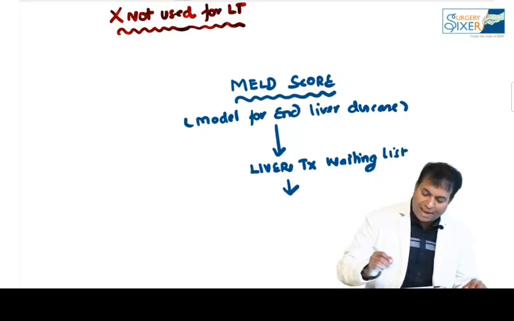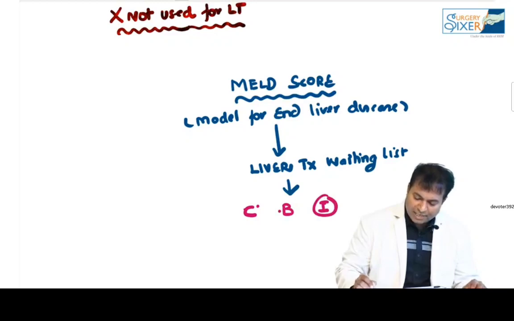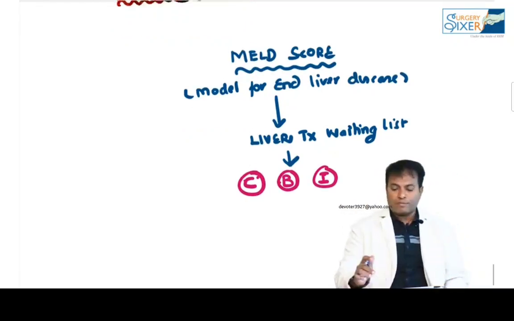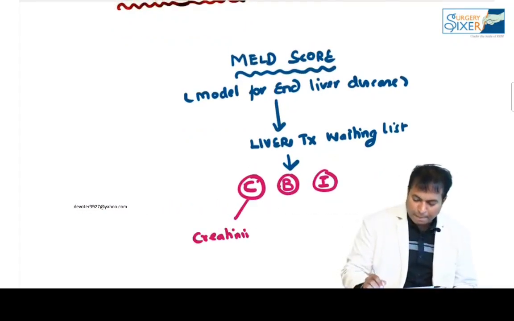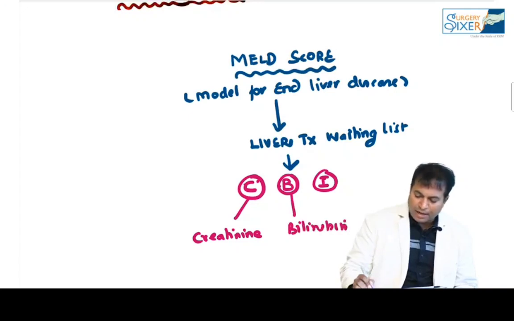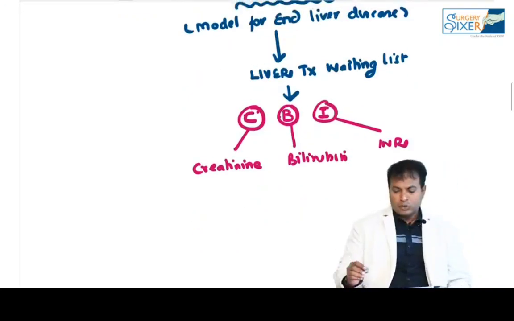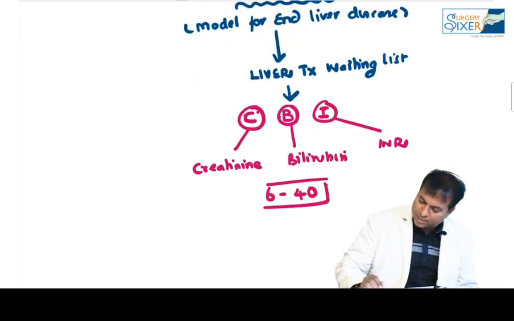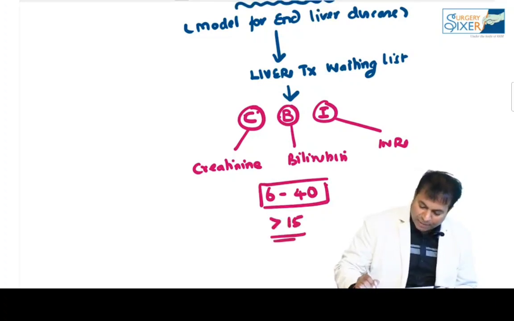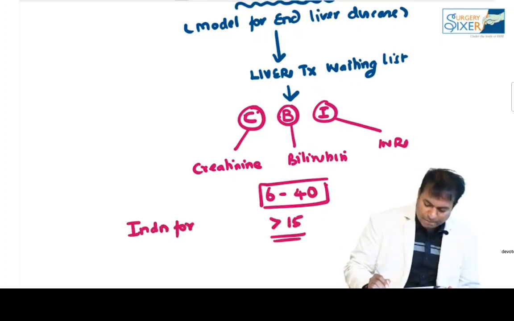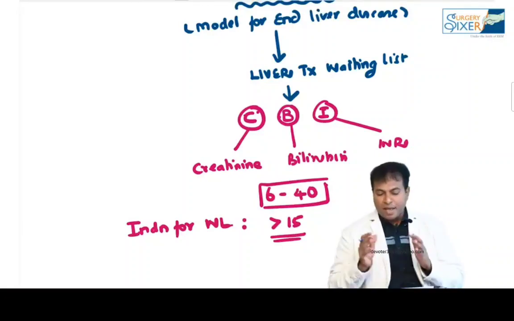It is based on 3 values, easy to remember: it is a logarithmic score of creatinine, bilirubin and INR. The value extends from 6 to 40, and we put people on the waiting list when it is more than 15. So the indication for the wait list is above 15.